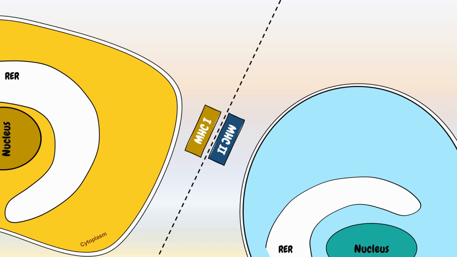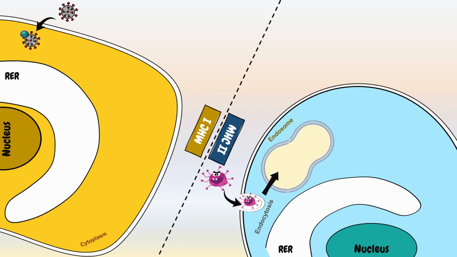The first step of MHC class 1 pathway is that viral proteins are available in the cytoplasm alongside self-proteins. They are marked by ubiquitinated proteins. But in MHC class 2 pathway, any foreign material taken in by phagocytosis or endocytosis will find itself in vesicles of the endocytic pathway, collectively known as endosomes.